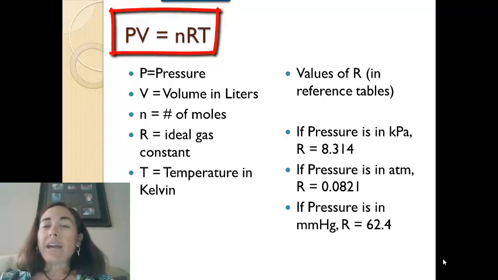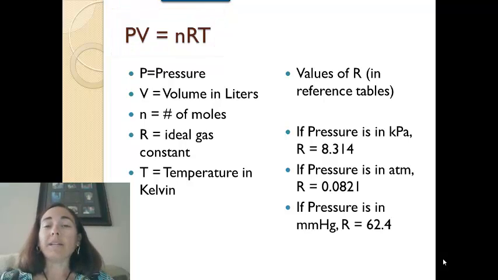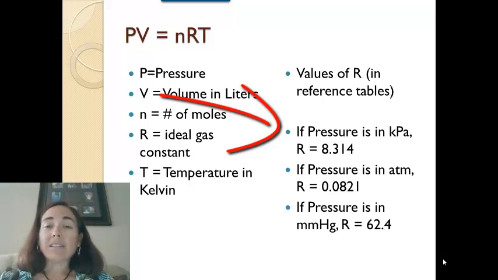The ideal gas constant is a constant. In other words, it's a number that's always going to be in the equation. It's what makes this formula possible. It makes it an equality. There are three different values for R that you can use, and they're listed in your reference tables. They're here on the right side of the slide.